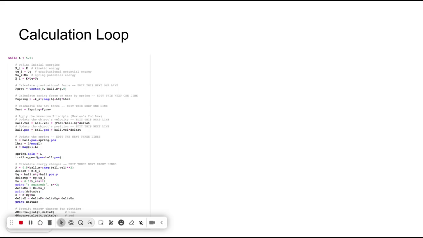Here's our calculation loop. We calculate our initial energies. We calculate the force due to gravity and the spring. We add those together to get the net force. Take the net force, divide it by the mass to get the acceleration, with which we get the velocity, with which we get the position. We update the position of the ball to update the position of L and L hat and S in order to figure out what the new stretch length of the spring is. And then we put that back into our energy equations. We recalculate those. We've already talked about those twice, so I don't think we need to go back over them again.